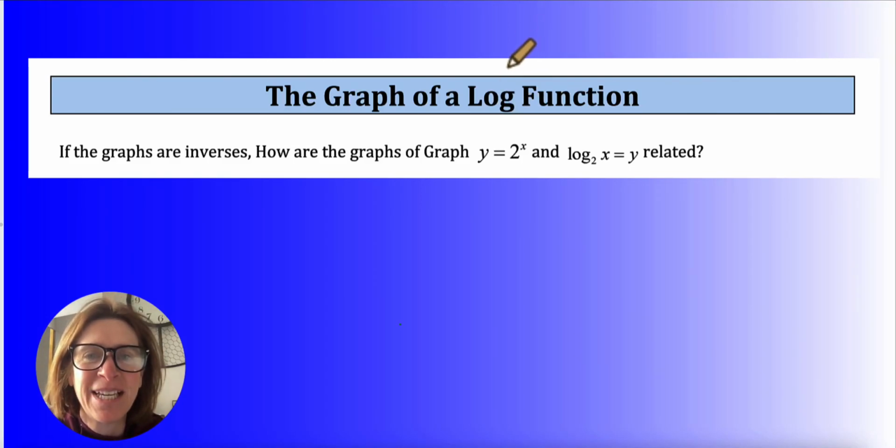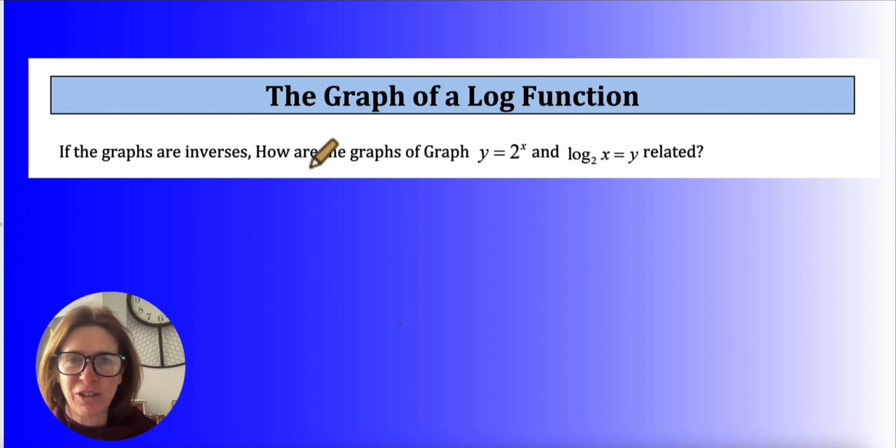And today I'm going to be extending what we were working on in class and talk about the graph of a log function to help us understand how exponentials and logs really relate to each other. So we now know that an exponential function's inverse is a log. So we're going to use the graph to help us.